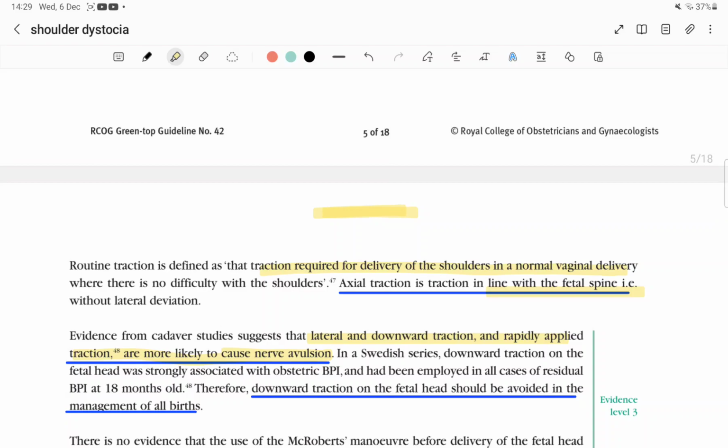You will not apply downward traction or lateral traction from now onwards, because this causes nerve avulsion. It should be avoided because it leads to brachial plexus injury.